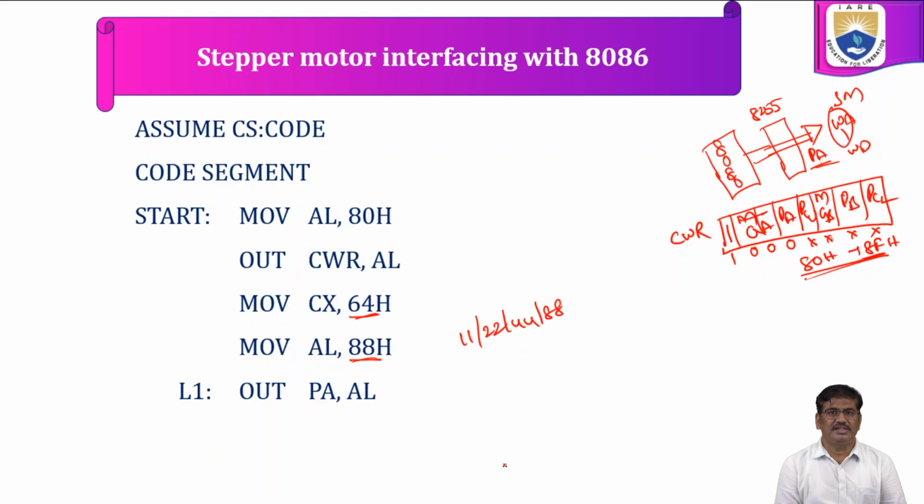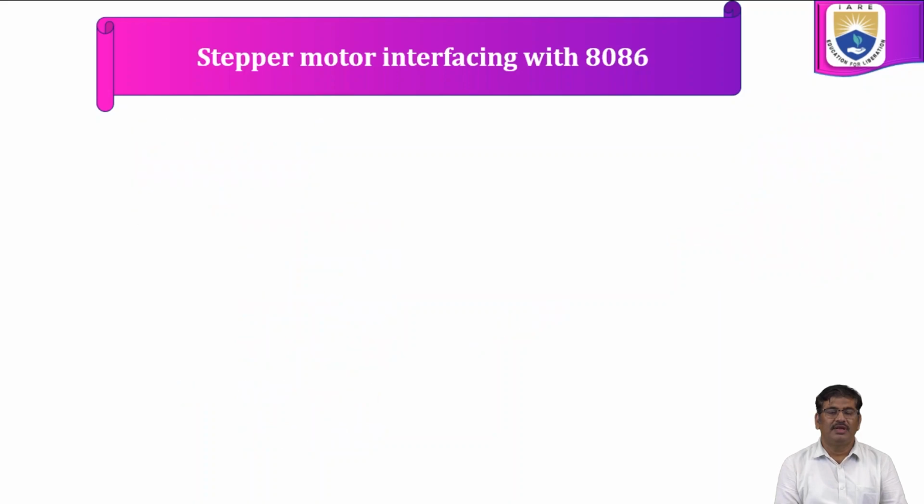Once this pattern is generated, one of the windings is excited. Now we want to excite the next winding. Before that, for each and every rotation, we are going to provide some delay. So we'll call the subroutine with the name delay. Once the delay is done, then we are going to rotate these contents towards the right side by 1 bit by using ROR AL, 01H.